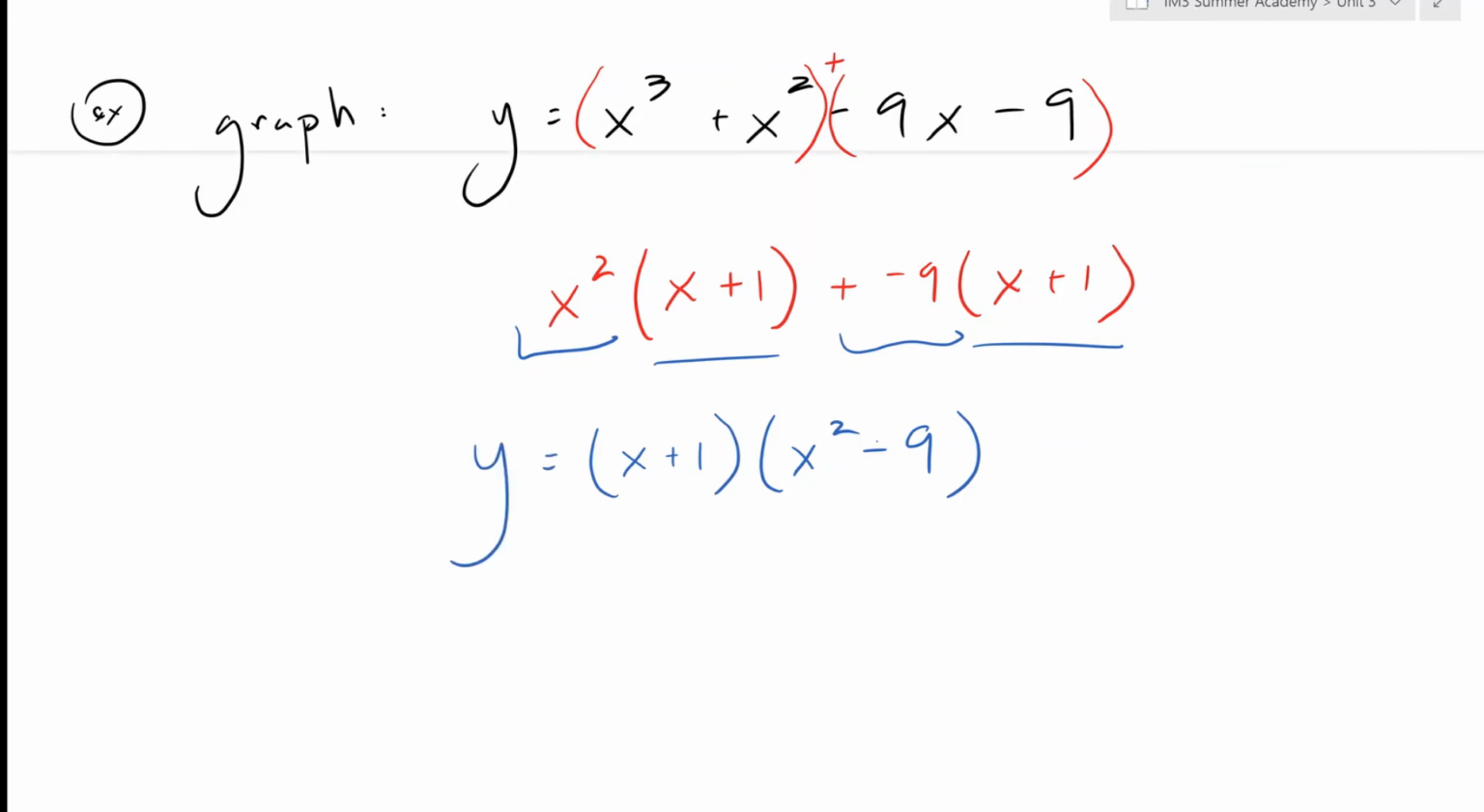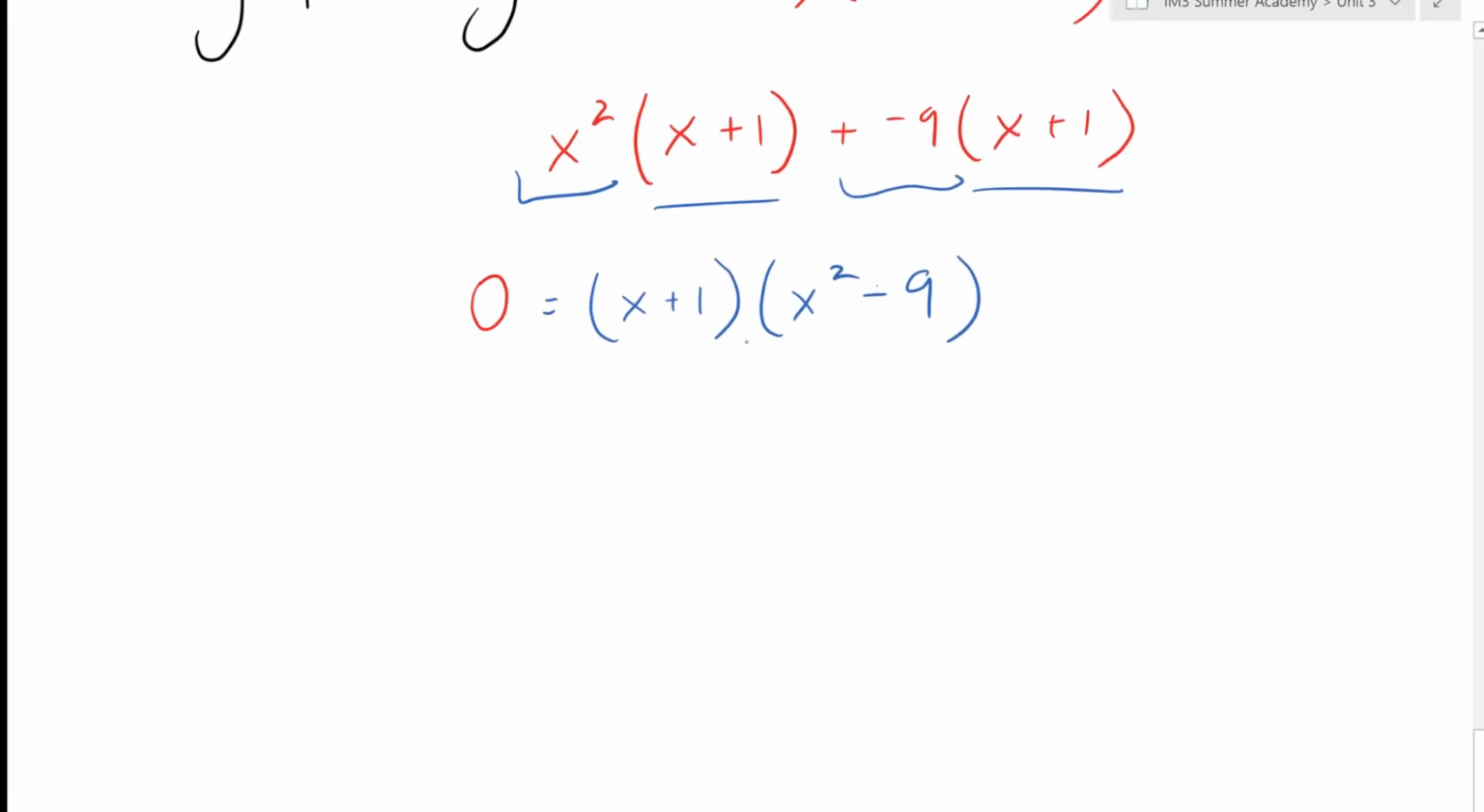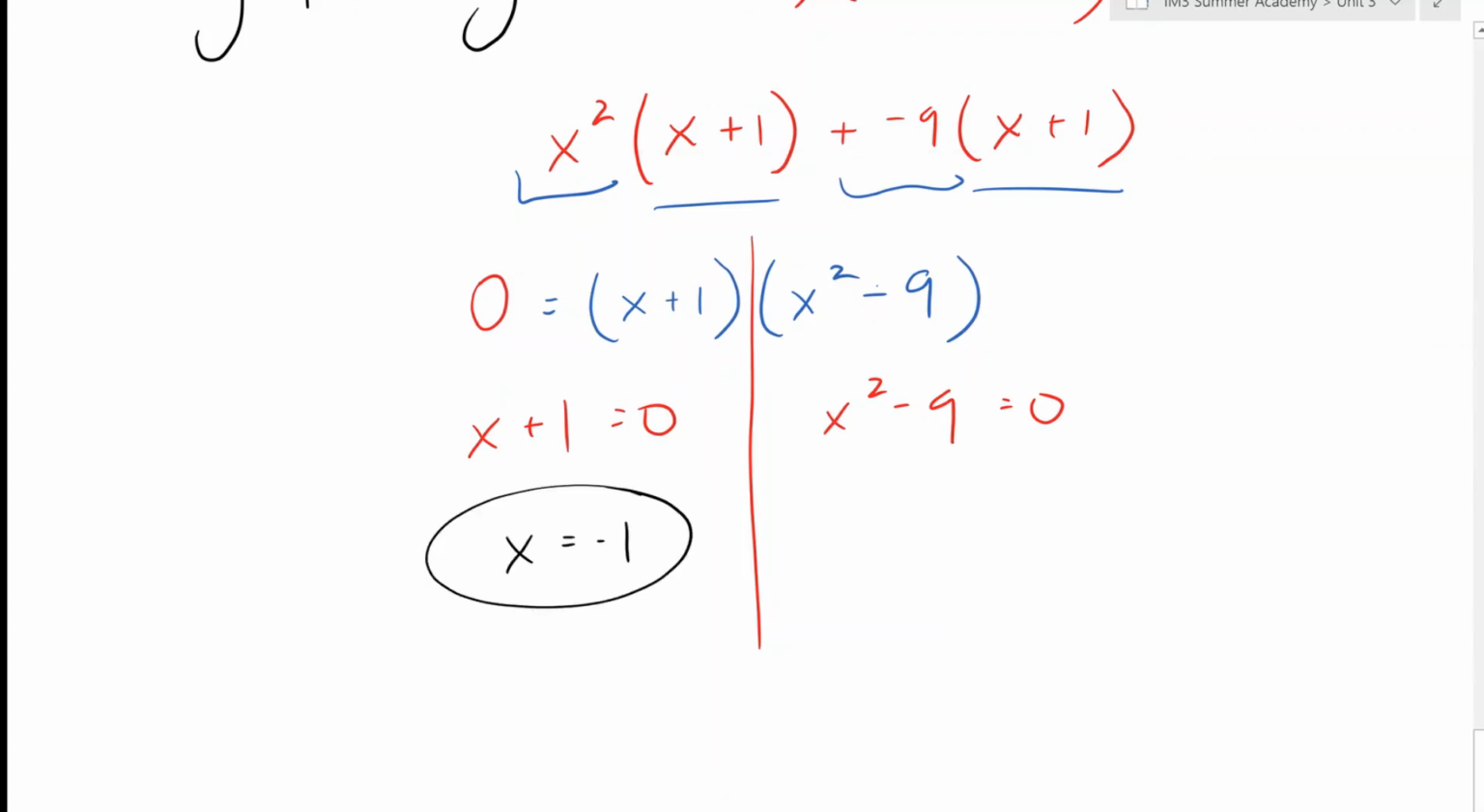Now I don't want it set equal to y. I set it equal to 0 because I need to solve this. I can split them. X plus 1 equals 0. X squared minus 9 equals 0. So solving this out, x equals negative 1. There's one x-intercept, because that's what we're finding here, x-intercepts. The other one, we add 9 over, we get x squared equals 9. Square root both sides. Square root of 9 is plus or minus 3.